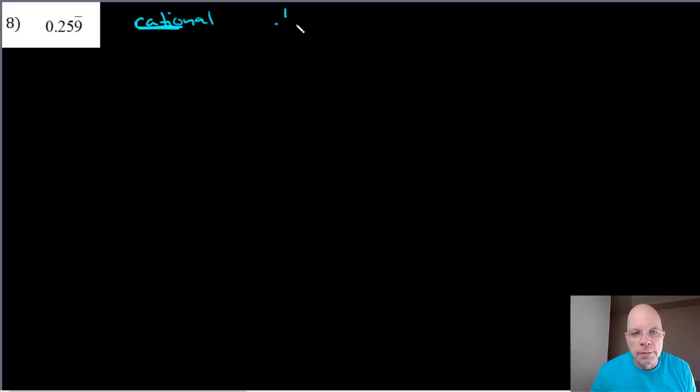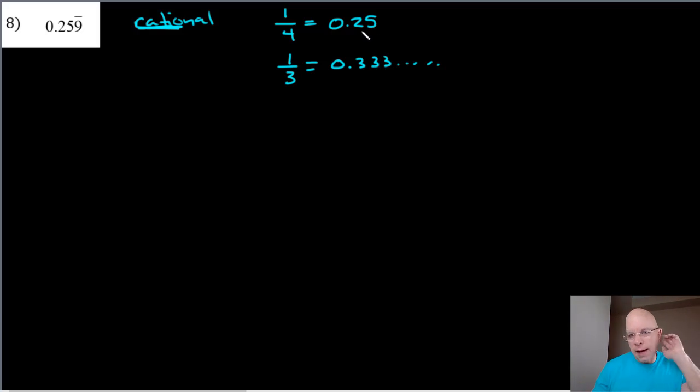For example, the ratio 1 to 4 expressed as a decimal is 25 hundredths. The ratio 1 to 3 is also a ratio of two integers. Clearly, it can be written as a fraction, and that's 0.333, and the 3 goes on forever. So sometimes we have a terminating decimal, sometimes we have a repeating decimal, but as long as there's some pattern to the repeating part of the decimal, then it's a rational number. It can be expressed as a fraction. This terminating decimal, in fact, has a repeating part. It's just repeating zeros. And so these are rational numbers.